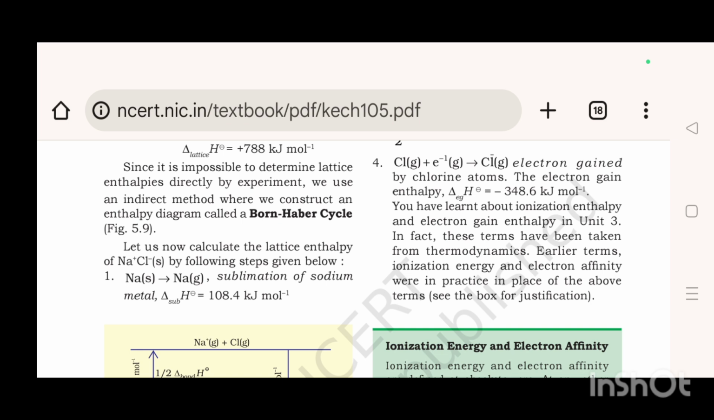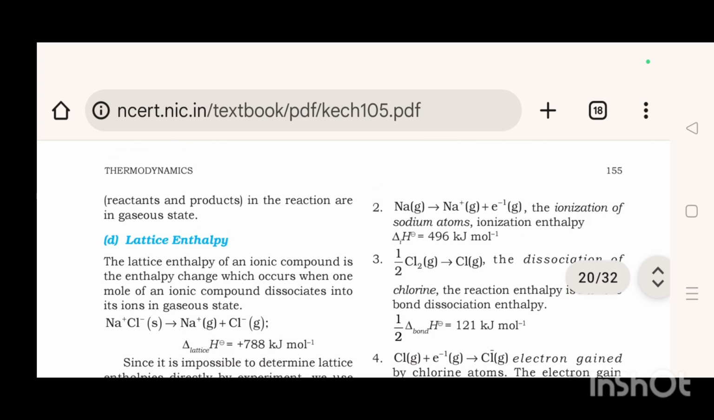Na solid gives Na in gaseous form, the sublimation of sodium atom, and the enthalpy of sublimation is 108.4 kilojoule mole inverse. And Na gas gives Na+ plus 1 electron, the ionization of the sodium atom, and for this the ionization enthalpy is 496 kilojoule mole inverse.